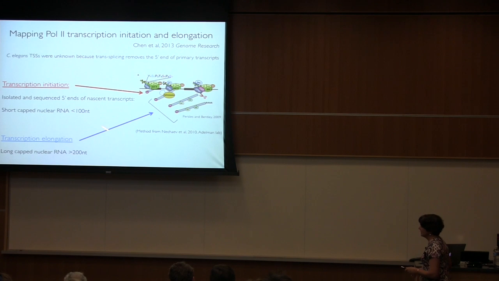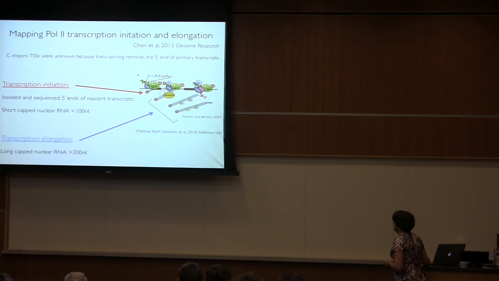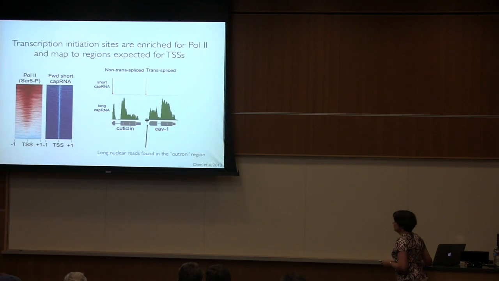We also made libraries of nuclear RNA to map transcription elongation. So we took the same preparation and made libraries that are longer, greater than 200, so we could monitor where elongation was in the nucleus. And this worked really well.